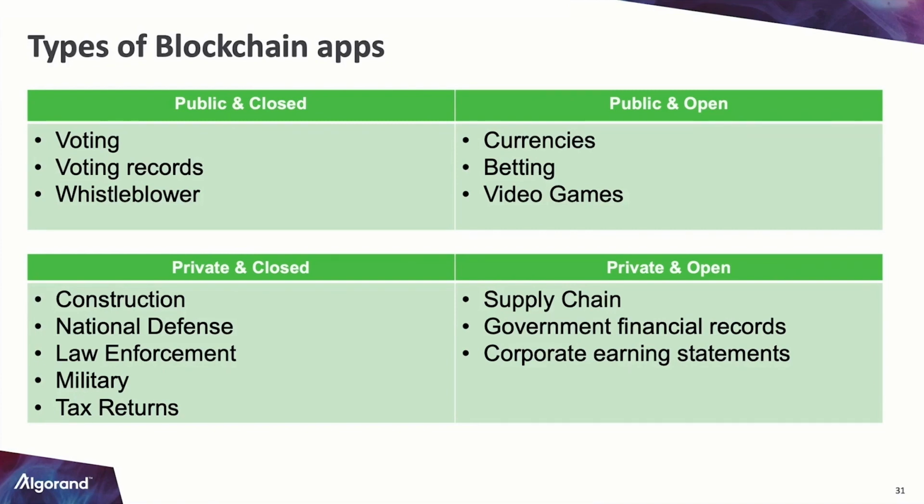Down in the bottom right, you've got private and open. So this might be supply chain, where you've got government financial records or corporate earnings, where you do want to release the earnings at some point, but you keep them private while you're creating them. And then finally, private and closed on the bottom left: things like national defense, law enforcement, military, tax returns.